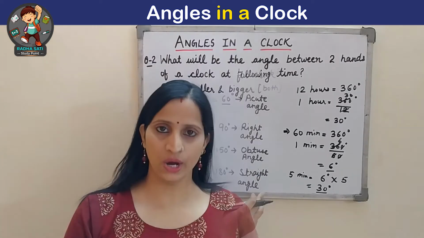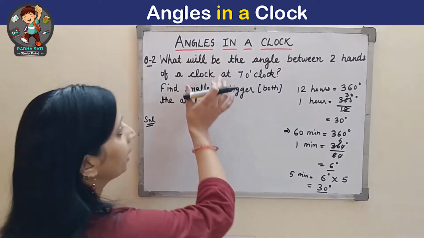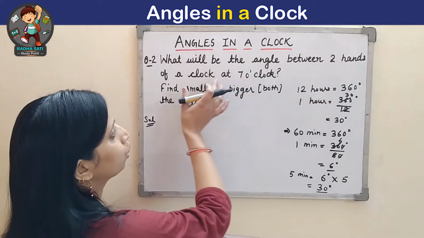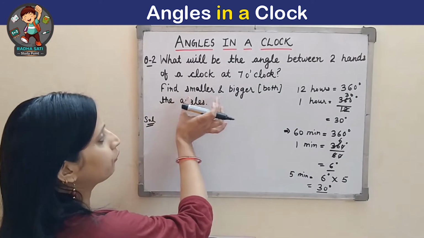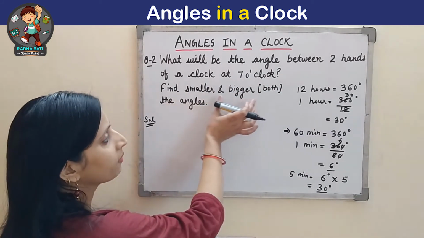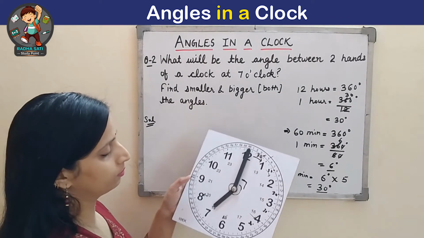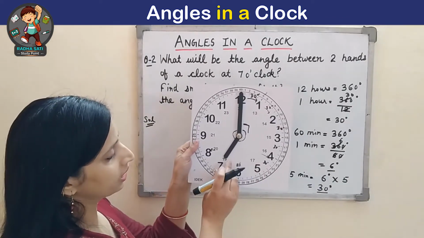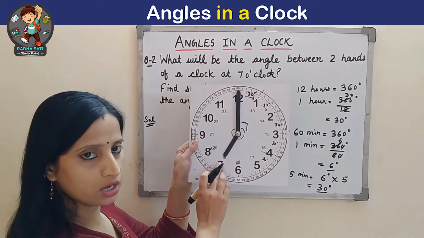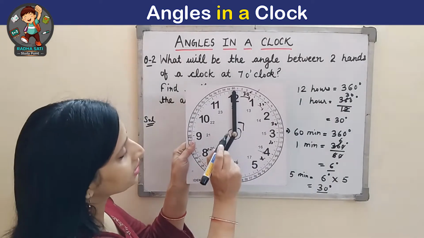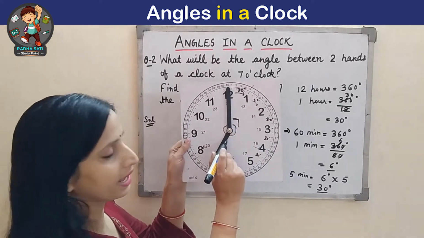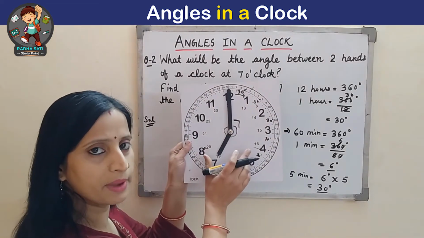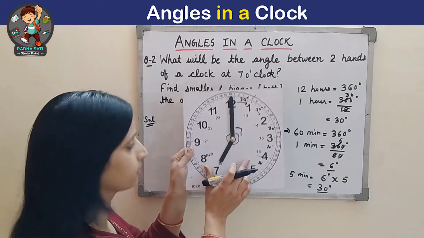Okay. Now the next question is, what will be the angle between two hands of a clock at 7 o'clock? And we have to find the smaller angle as well as the bigger angle, both the angles. So in this clock, this time it's 7 o'clock. So here two angles are, this one is a smaller angle and this one is the bigger angle. And we have to find the measure of both the angles.